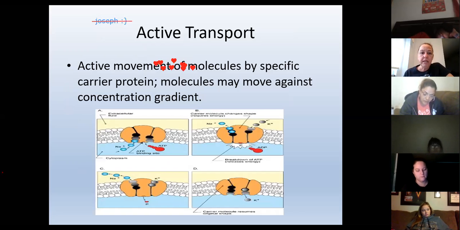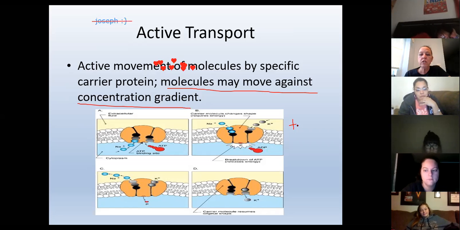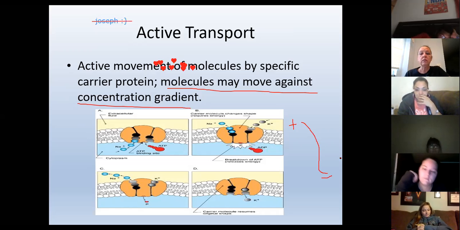So this is just a picture showing active transport. And again, our molecules can move against the gradient. And what that means is I have high concentration, low concentration. We know if I'm moving with the gradient, it would be in this direction. If I move against the gradient, it would be this direction.